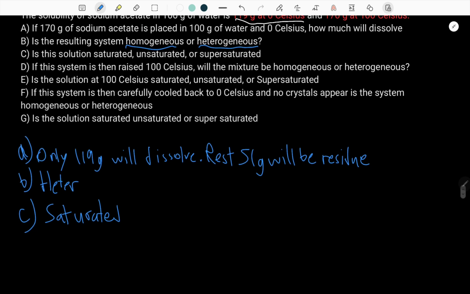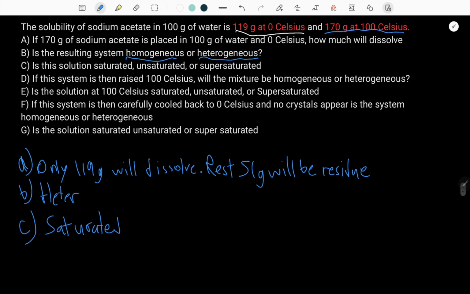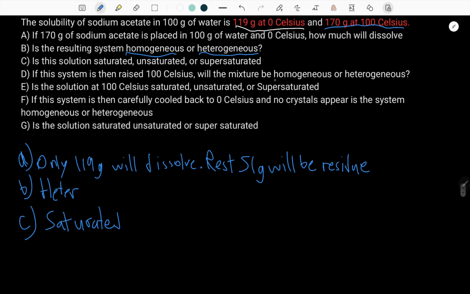And now you have to be very careful here. So now it's saying that if this solution is then raised to 100 Celsius, will the mixture be homogeneous or heterogeneous? So at 100 Celsius, it can dissolve 170 grams. So in our case, it's going to dissolve everything. And if it dissolves everything, it's going to be homogeneous. So we can write that here, homogeneous.